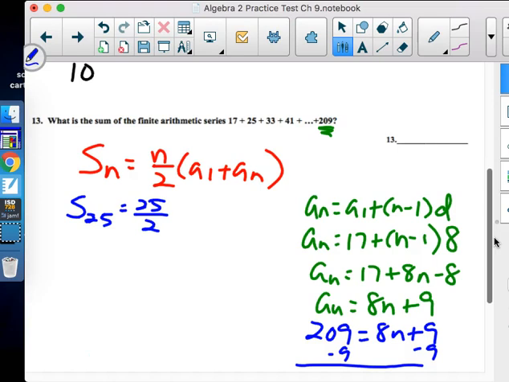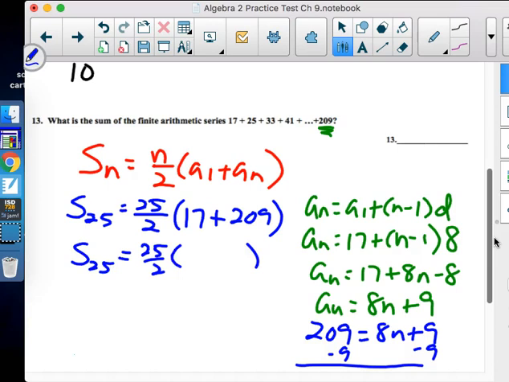Okay. Well, do we know what the first term is? What is it? Yeah, 17 is sitting right there. 17. Do we know what the last term is? Yeah, in fact, we just used it, didn't we? Well, now we have everything. So we just do some real basic math here. We'll be okay. So let's see. Oh, 25 halves isn't going to be anything nice, is it?